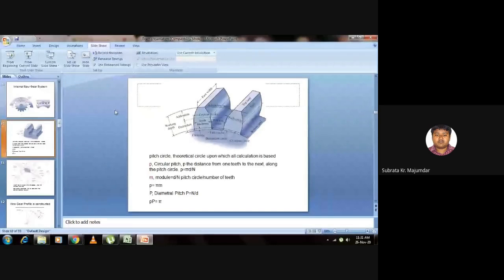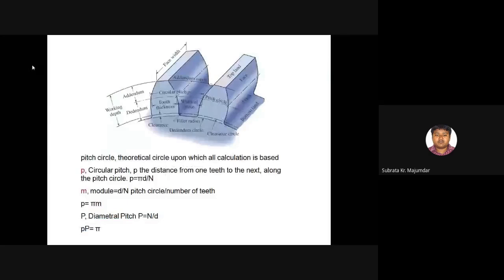Now we are becoming the tooth thickness. What is tooth thickness? It is the width of the tooth measured along the pitch circle. Look at the diagram. These ones are considered the tooth thickness in the front portion. These ones are the tooth face width, and these ones are the tooth thickness. It is the width of the tooth measured along the pitch circle.